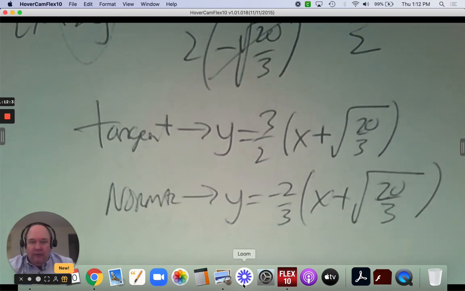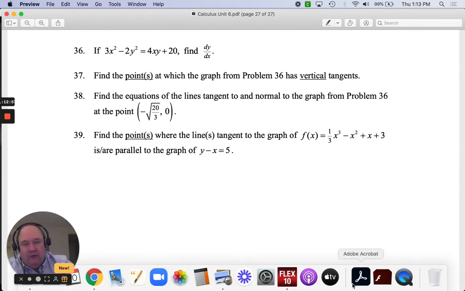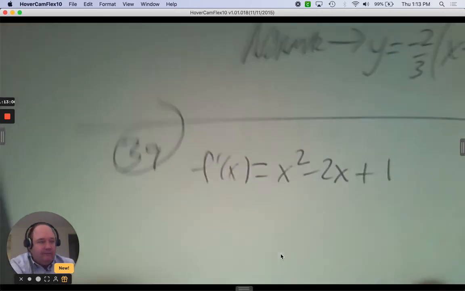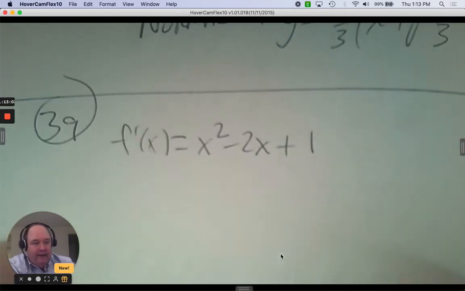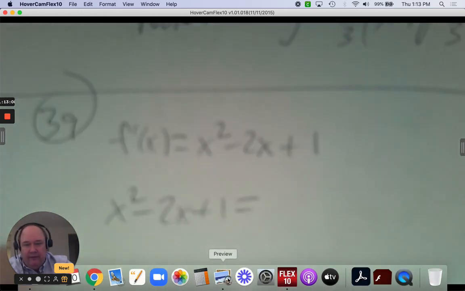All right, we're almost there. 39 is the last question. Find the points in the lines tangent to that graph that are parallel to that graph. Okay, let's break it down. It's not too bad. The word tangent means take the derivative. So if I take the derivative of that, it is 3 times 1/3. So that's 1x squared, negative 2x plus 1. So I take the derivative, that's tangent, and then take that and make it equal to the slope of that line.